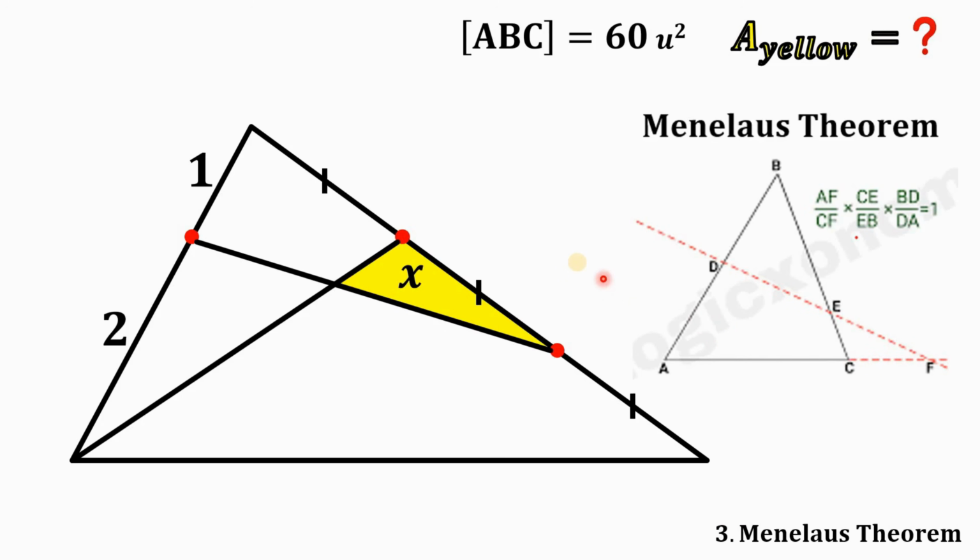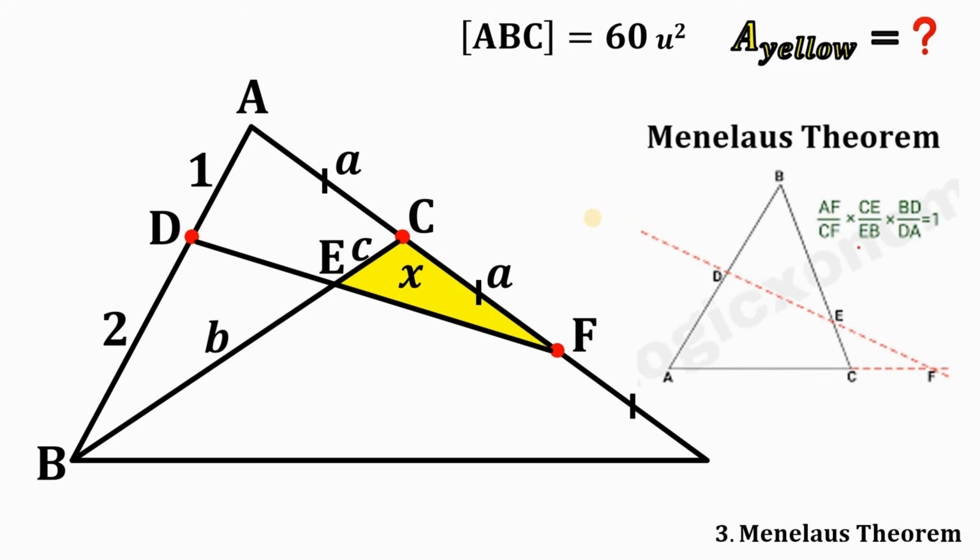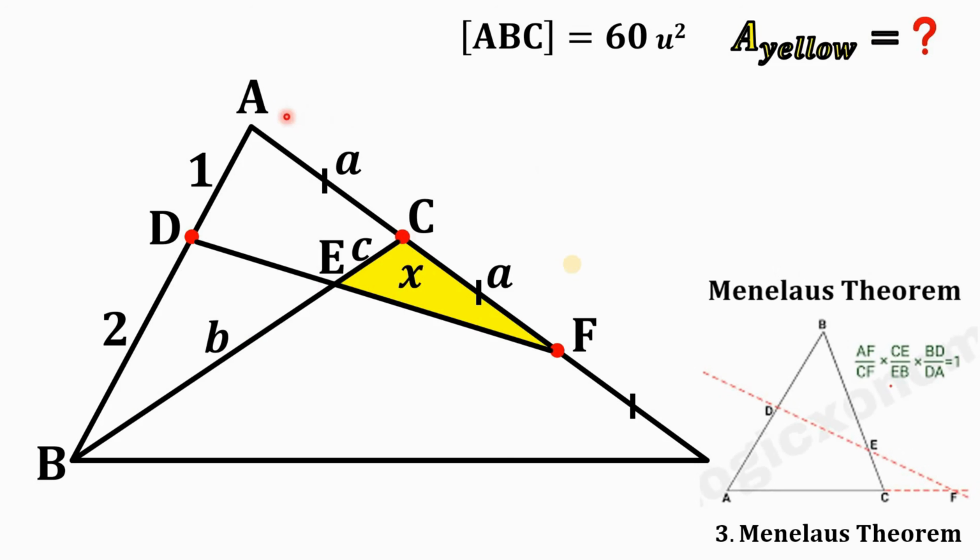So, to use this theorem properly, what we're going to do is to rename our vertices. So, let's call this vertex as A. This will be vertex B. This is vertex C. This is D, E, and F. Now, let's call also these equal segments be equal to A and A. This is 1:2. And this segment, BE, is B, and EC as C. Now, using the Menelaus theorem, we have this format. So we have AF over CF times CE over EB times BD over DA.